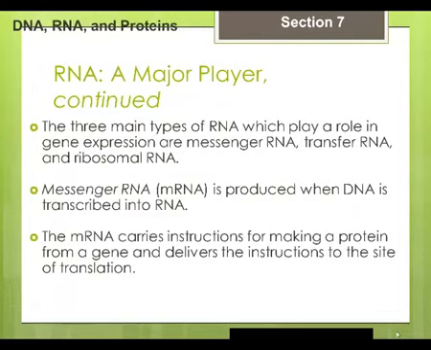The 3 main types of RNA that we find inside the human body include messenger RNA, or mRNA, transfer RNA, or tRNA, and ribosomal RNA, or rRNA. Messenger RNA is the one that is produced inside of the nucleus when DNA is transcribed into RNA. So then that messenger RNA carries the instructions for making a protein from a gene and delivers the instructions to the site of translation. And in this case, a lot of times the site of translation is the ribosome inside of the cell cytoplasm.